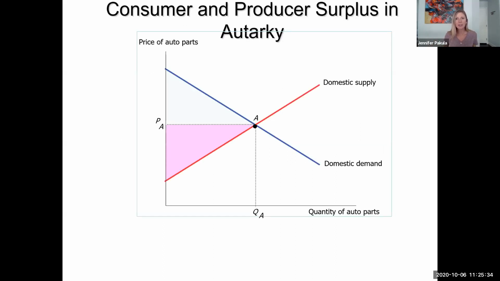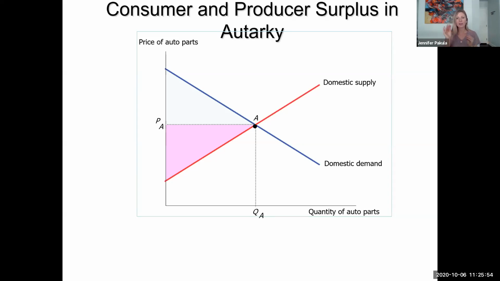Here we have consumer and producer surplus in autarky for auto parts. So our price is on the vertical, quantities on the horizontal. We have our downward sloping demand curve. Remember, that's the law of demand, the inverse relationship between price and quantity demanded.